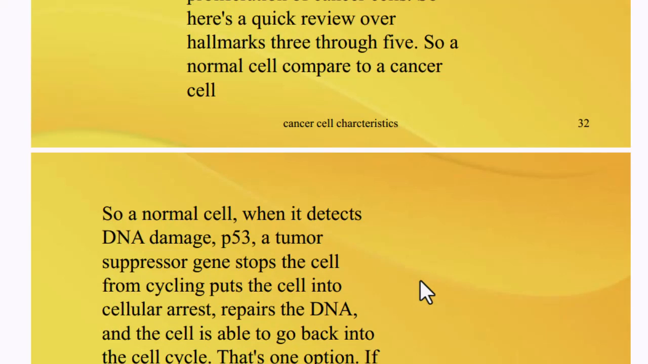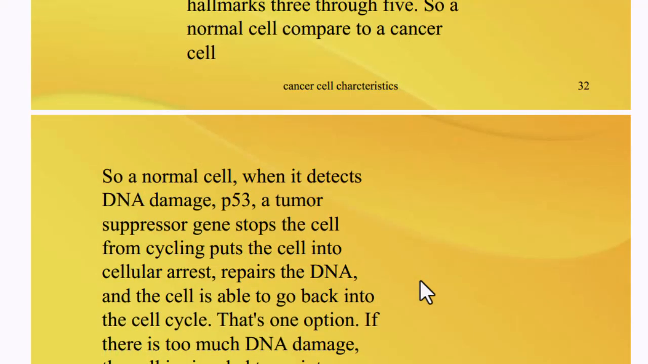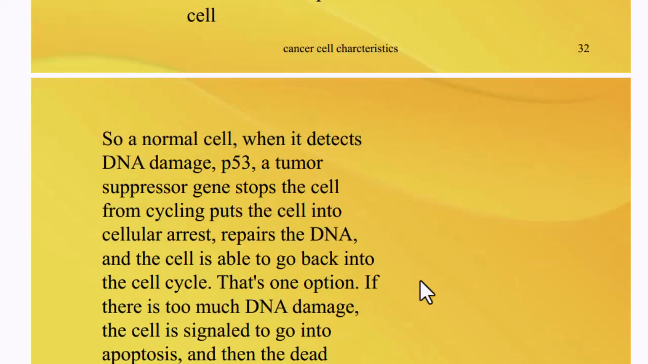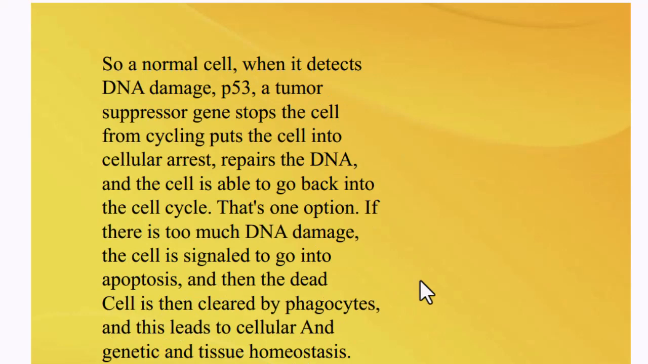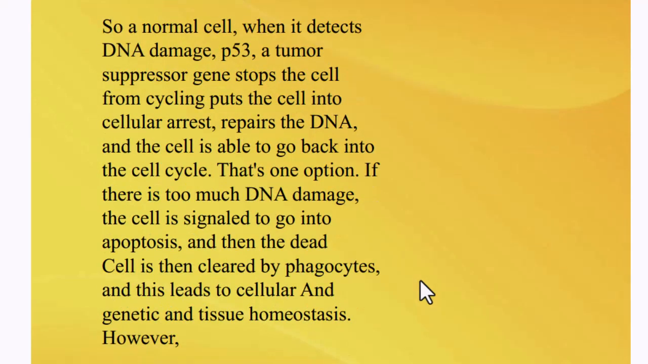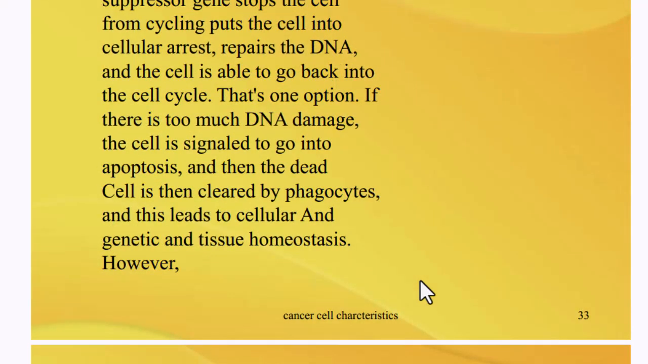So, a quick review of hallmarks 3 to 5. When a normal cell detects DNA damage, P53, a tumor suppressor gene, stops the cell from cycling, puts the cell into cellular arrest, repairs the DNA, and the cell is able to go back into the cell cycle. That is one option. If there is too much DNA damage, the cell is signaled to go into apoptosis, and the dead cell is then cleared by phagocytes, and this leads to cellular, genetic, and tissue homeostasis.